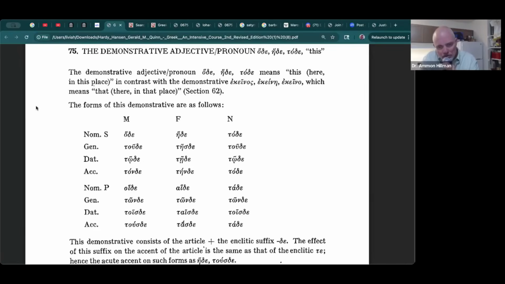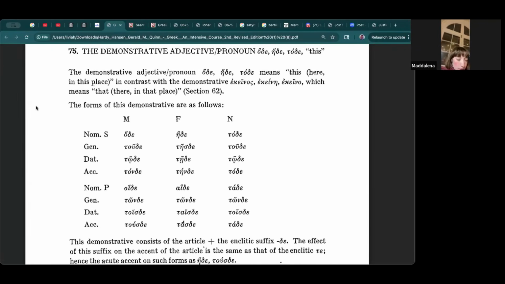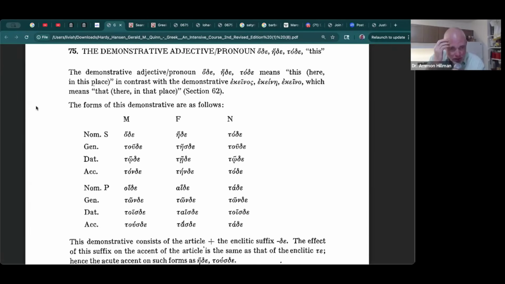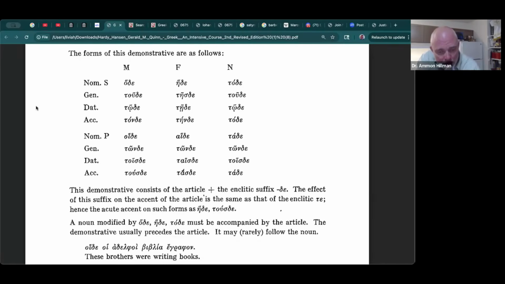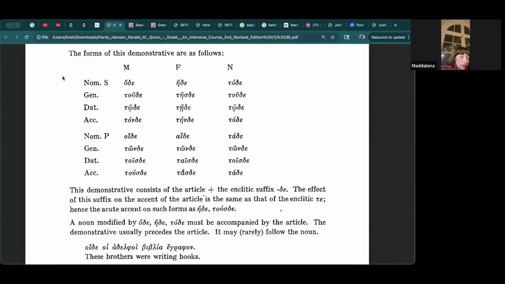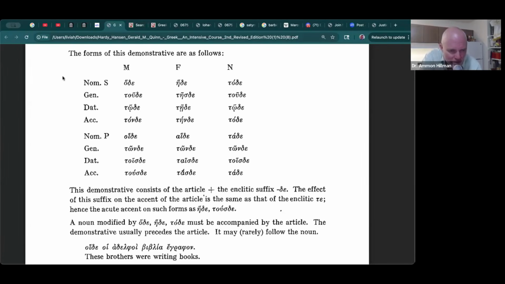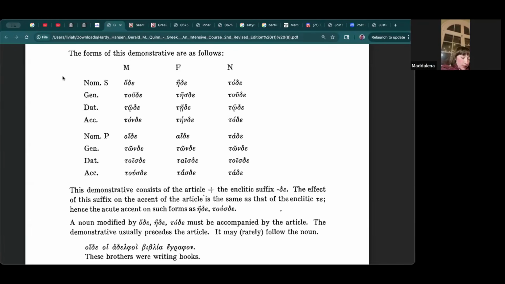That's your demonstrative adjective slash pronoun hode, hede, tode, meaning this. It's the one closest, right? And sometimes it really is indicating something negative. But anyway, hode, hede, tode. Look at the masculine forms, ho, tu, toi, ton. Look, it's just the definite article, slapping it on there, just like you can to make any word in Greek, right?